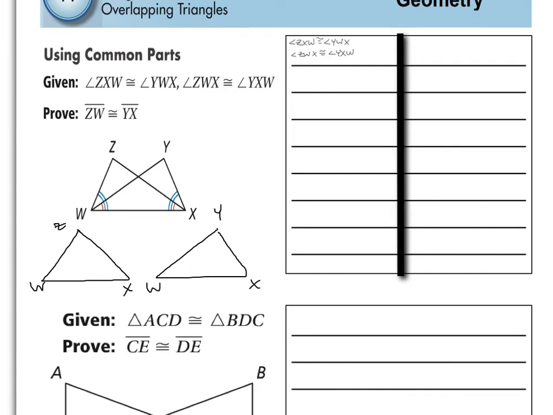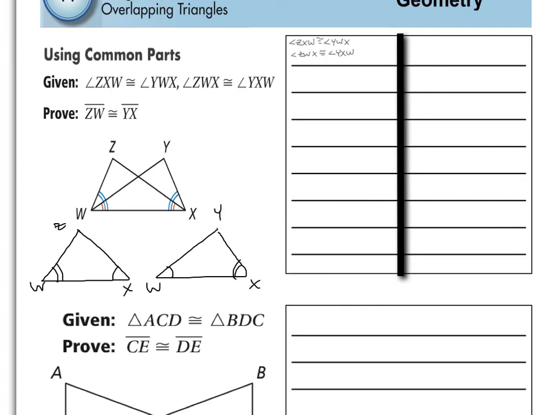Well, we know that angle ZXW, which is this guy, is congruent to angle YWX, that guy. Those are the single markings, the red markings in the picture. We also know that angle ZWX is congruent to angle YXW, which is the ones with two markings.